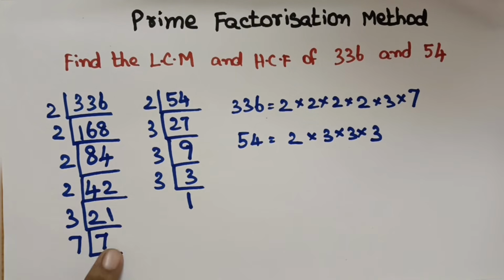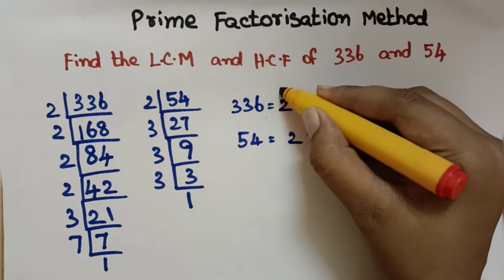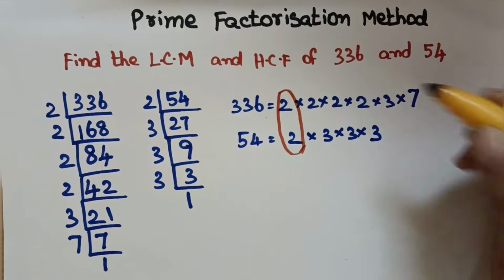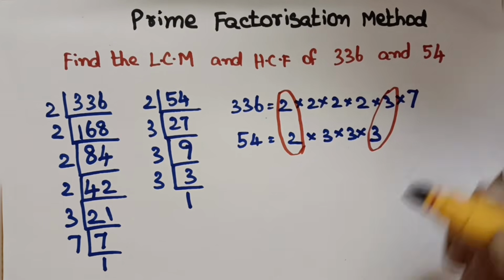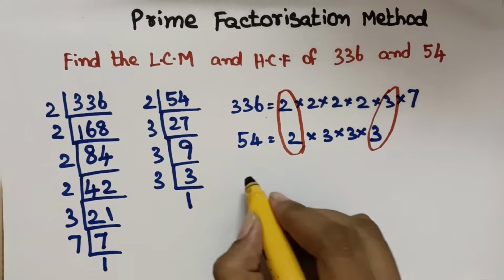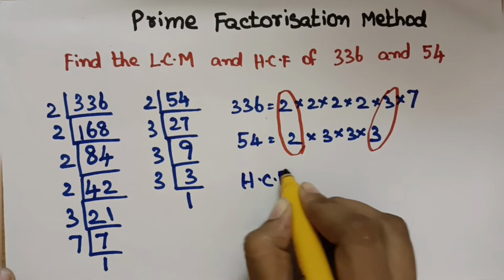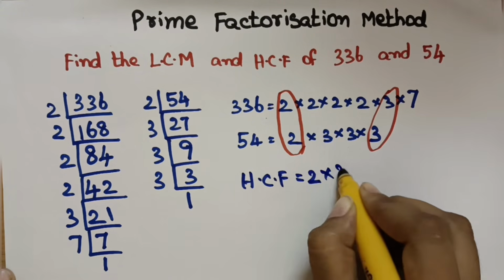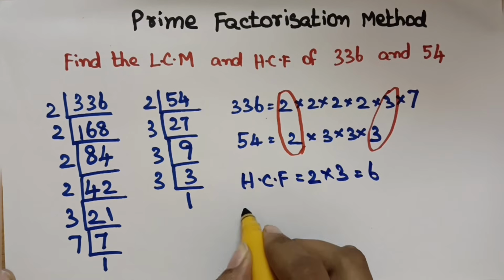Note that the divisors must be prime numbers. Okay. Find the common factors between 336 and 54. 2 and 3. 2 and 3 are the common factors. Okay. HCF equal to 2 into 3 equal to 6.